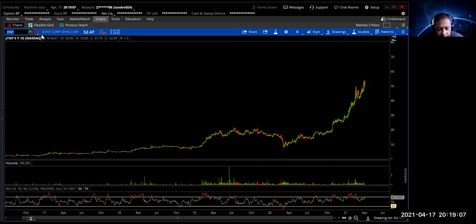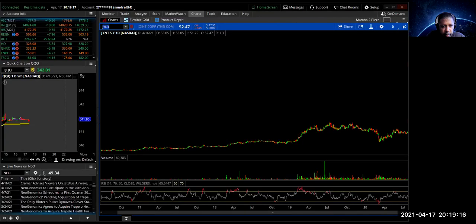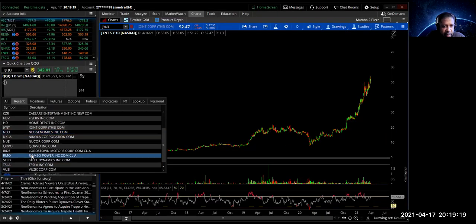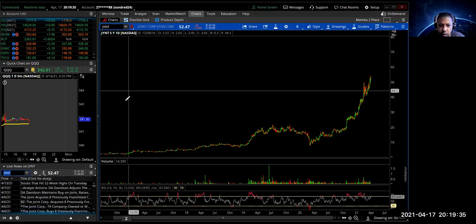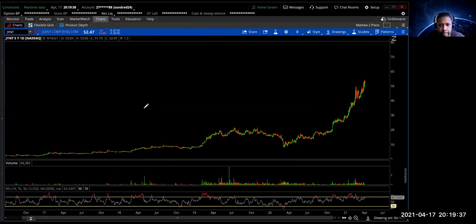If it's something that you have personal interest in, or you work for that company, that's a different story. But for a trade or a long-term buy and hold, we don't know what can occur. It's too risky of a play. Analyst action: DA Davidson adjusted the Joint price target. They put a buy rating on this, but I don't know much about it. Be careful on the low volume stocks, everybody. Okay, let's go down.